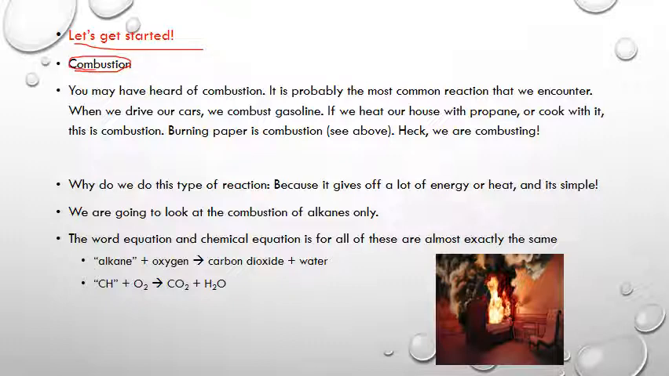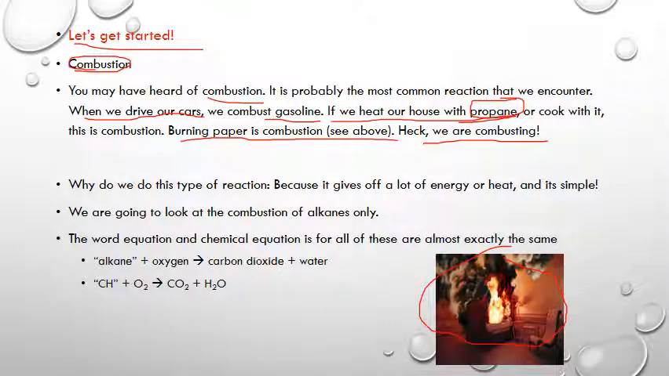Okay, you all probably have heard of combustion. It is probably the most common reaction that we encounter in our daily lives. When we drive our cars, we combust the gasoline, and that moves our cars. If we heat our house or cook with propane, this is combustion. And of course, burning paper, I just said, is combustion. And heck, we're even combustion. So here's a picture of somebody combusting. There's this thing called spontaneous combustion, which is kind of a myth. People just kind of catch on fire.